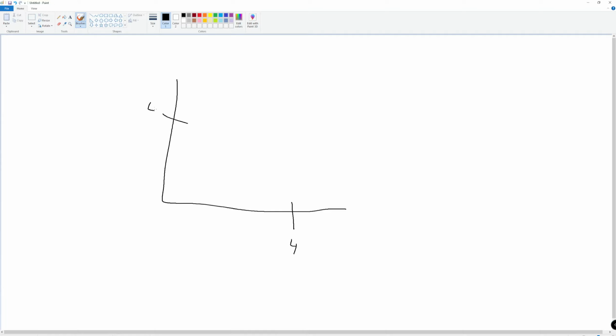So let's say this is 4, this is 4. First bomb is over here. Second bomb is over here on 4, 4. So 0, 0, and 4, 4. Well, we have to figure out, how do we figure out they're connected?